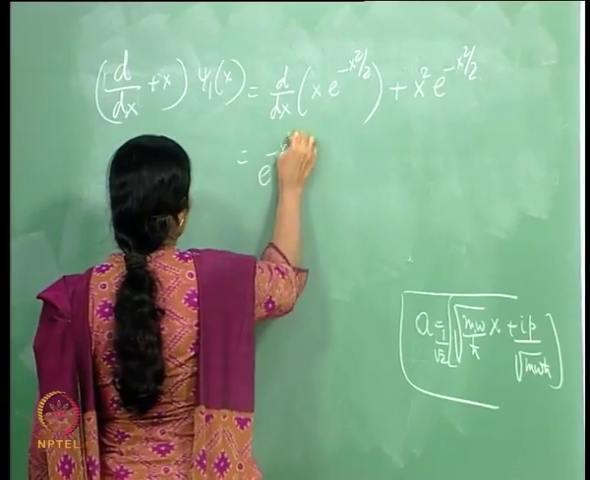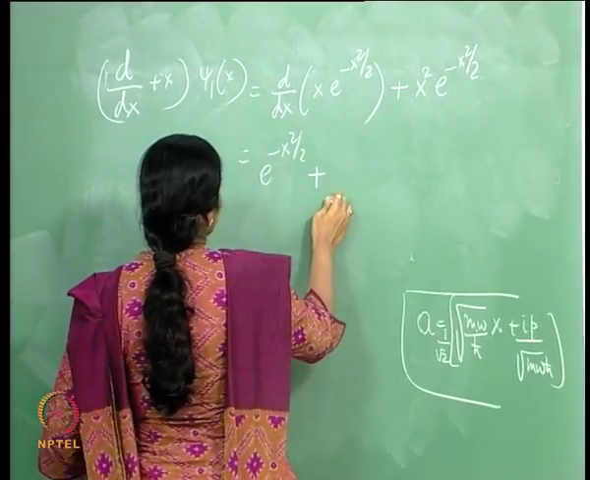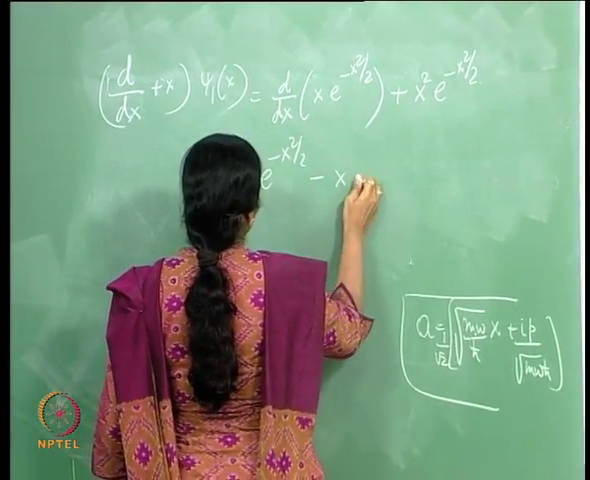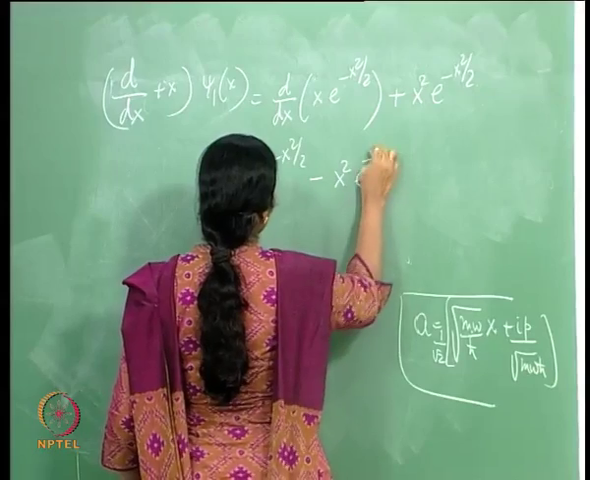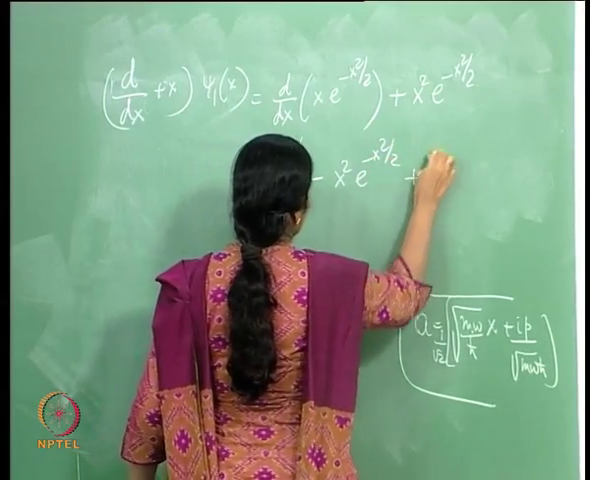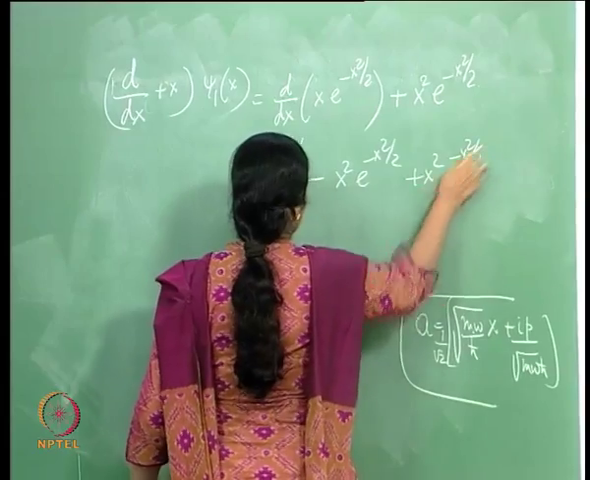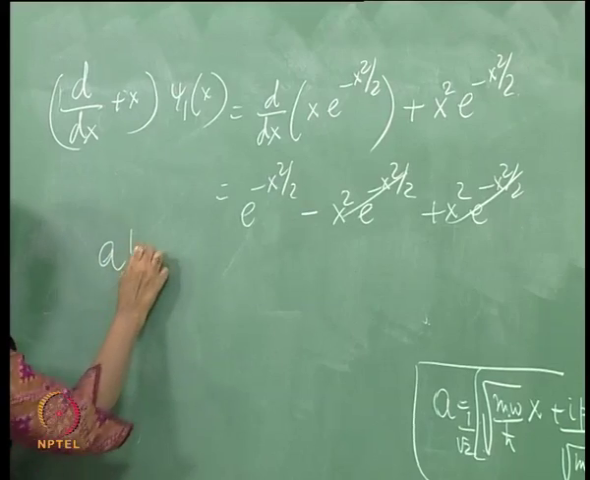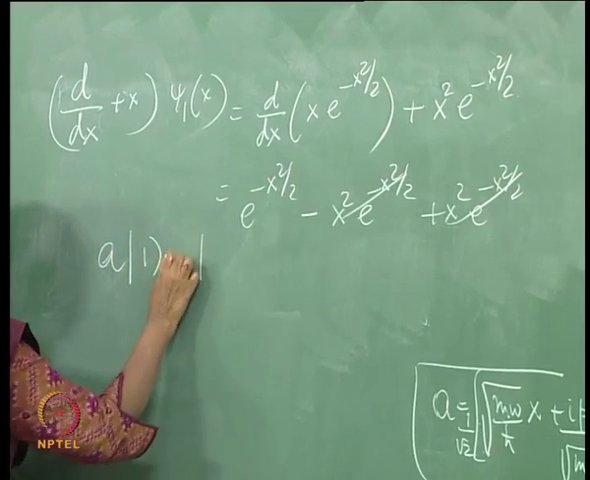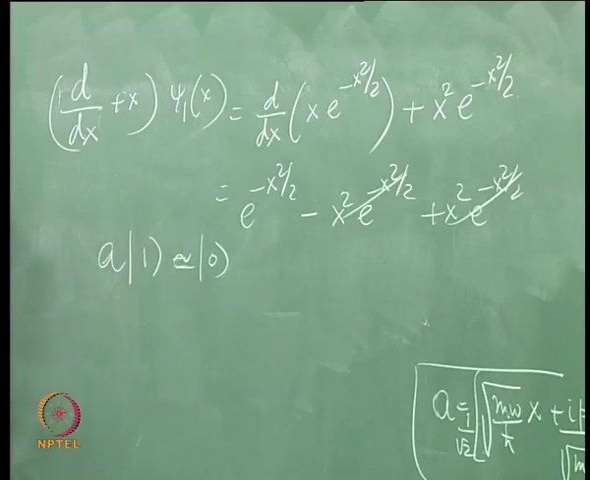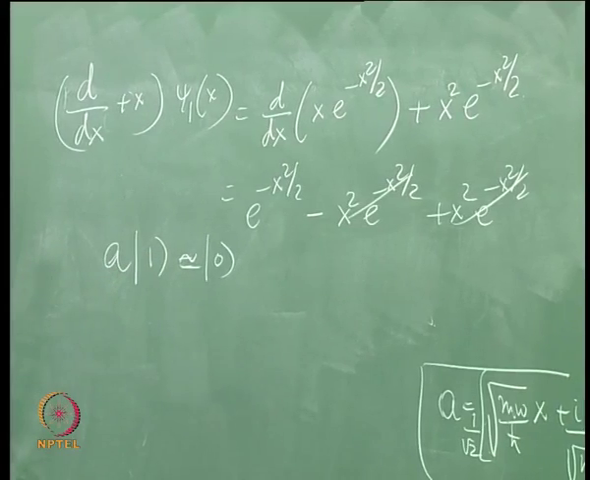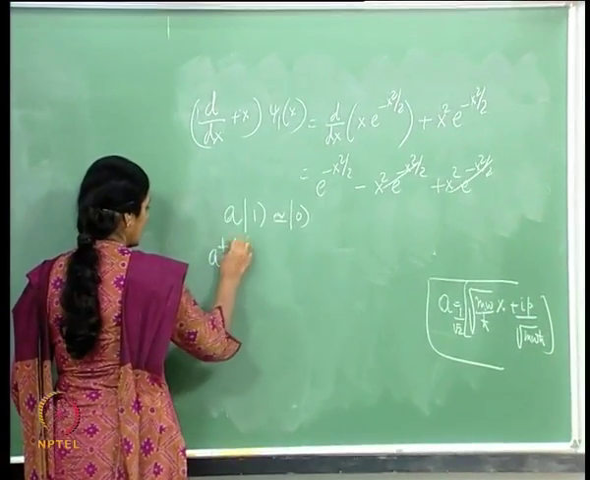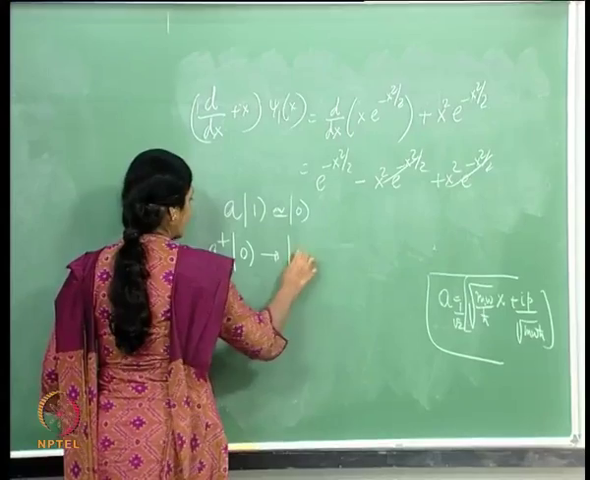So that is e to the minus x squared by 2 minus x squared e to the minus x squared by 2 plus x squared e to the minus x squared by 2, and that gives me the Gaussian. So you see A on ket 1 is essentially ket 0. Because I have not put down the constants, this is good enough for me to see it. Similarly, if you look at A dagger on ket 0, you can check that that gives me ket 1.